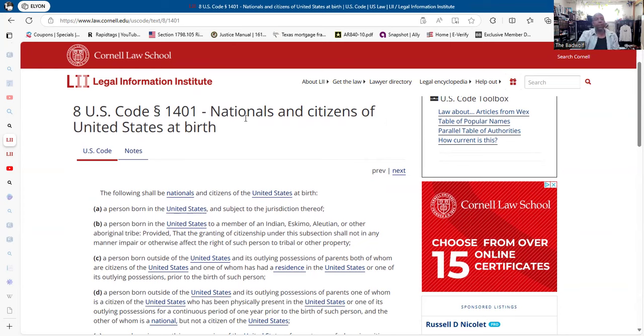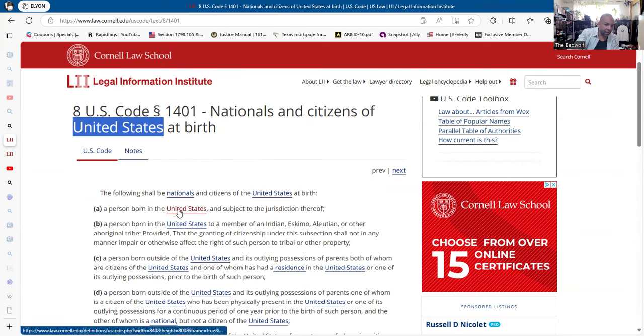I never paid close attention to this. Nationals and citizens of United States, not the. There's no the in there. They're not talking about the corporation here. It's not the United States. It's just United States. I just caught that. And here they have it highlighted, born in the United States, but only the word United States is hyperlinked, meaning this does not include the word the as one statement, quotation, the United States, quotation.